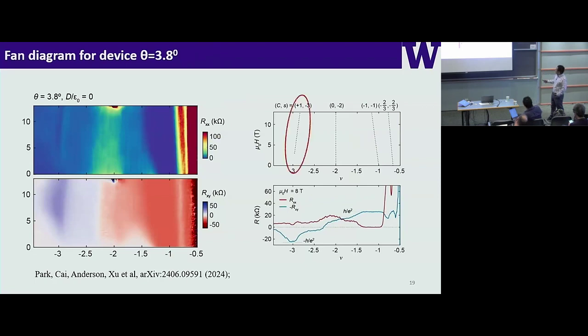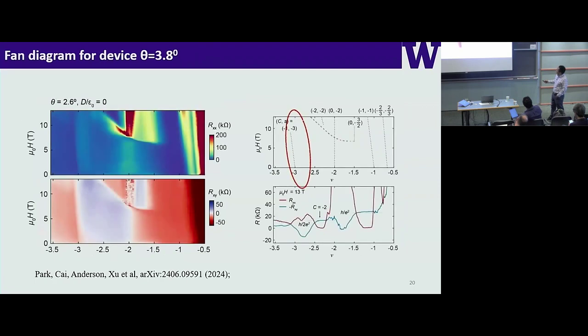So if we do the same thing for the data from the device at 2.6 degrees, now we can see that the slope at the filling factor -3 is of the same sign as the one at the filling factor -1. So both of them are basically -1s, okay?